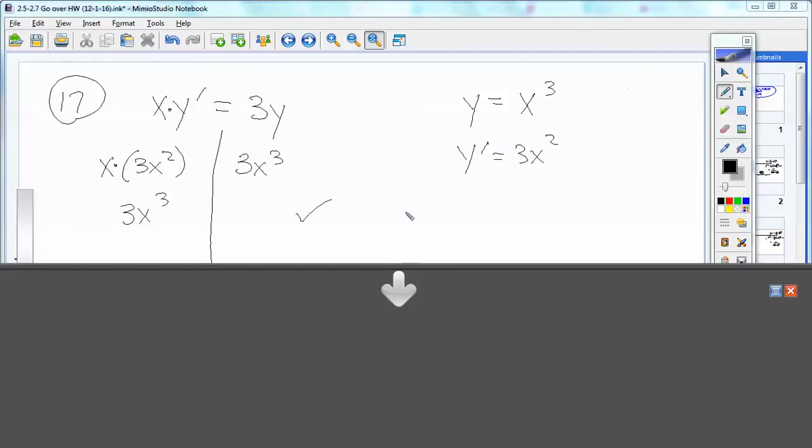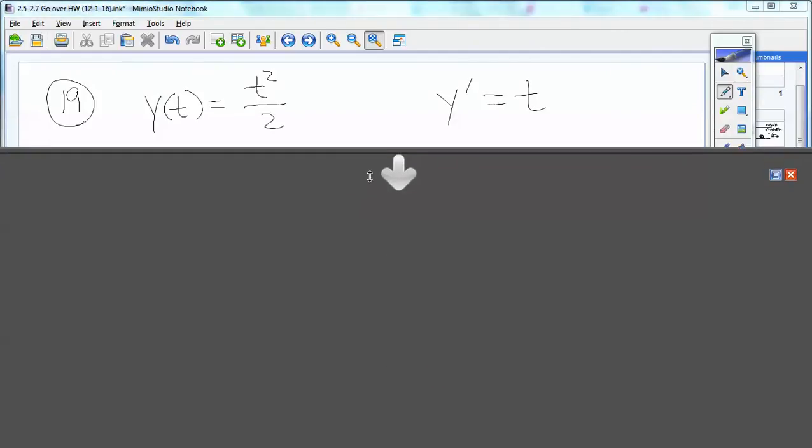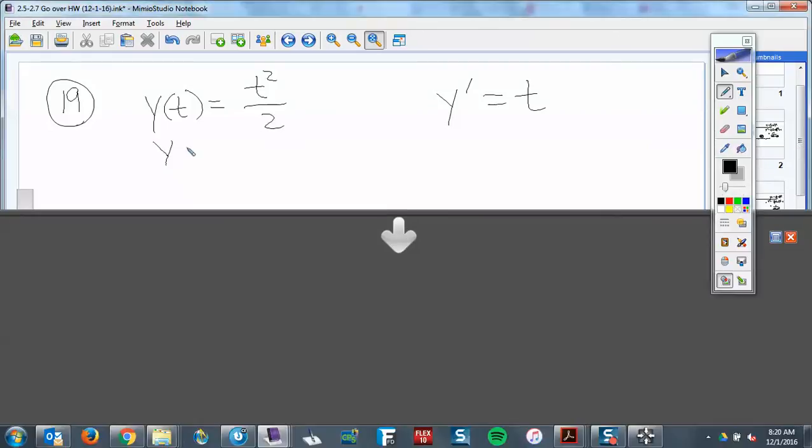19. Now, on 19, they give it to you like this. Now, I want to make a couple comments about this. Number one, they wrote y of t. Well, I don't care about that. That's the same as y. That doesn't matter, right? They wrote y of t. That's just y, okay? And then I don't like t squared over 2. I would rather write that as what?